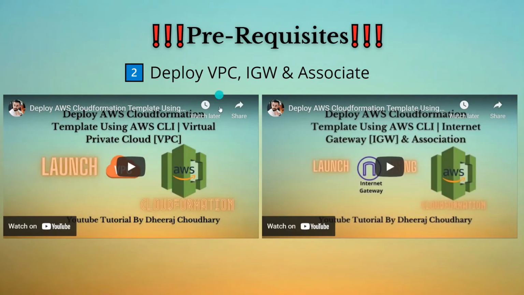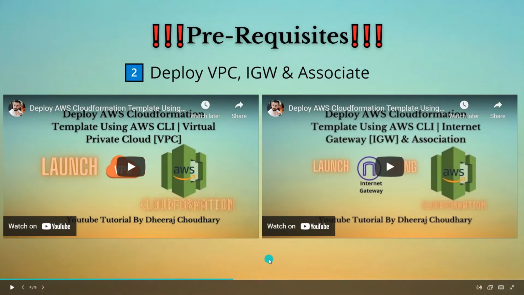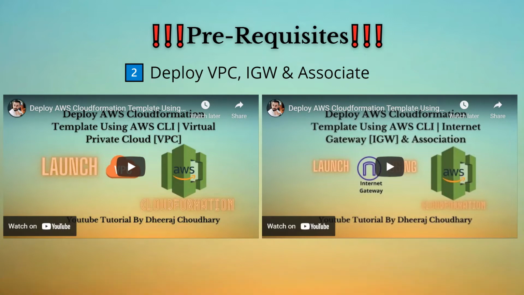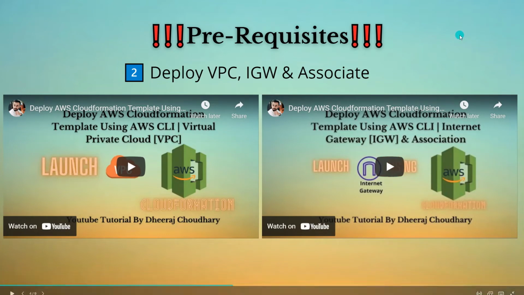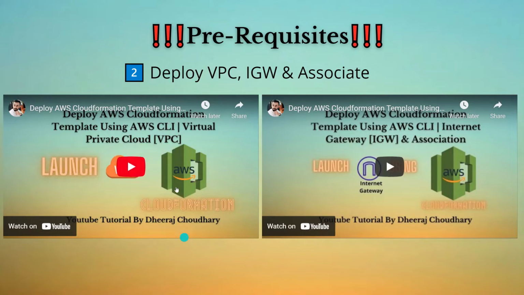The next prerequisite is that you have to make sure that your VPC and your internet gateway are up and running. So make sure to deploy that template before we go ahead with the current deployment. If you have not yet deployed the VPC and internet gateway, make sure to watch these videos and get it deployed.